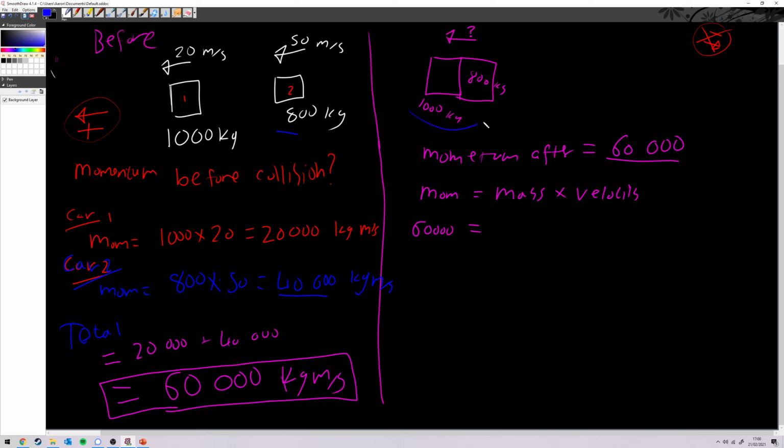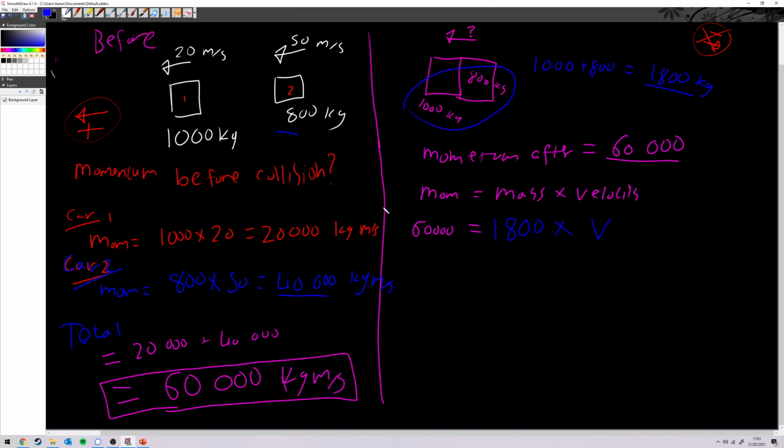If you look, these two cars have stuck together, so they now have a mass of 1,000 plus 800 kilograms. Just imagine it like you put the smaller car in the bigger car's boot. The whole car has a bigger mass, right? Because they've stuck together after the crash. So I know that the mass is 1,800 kilograms, and that will be times by the velocity, which we don't know.